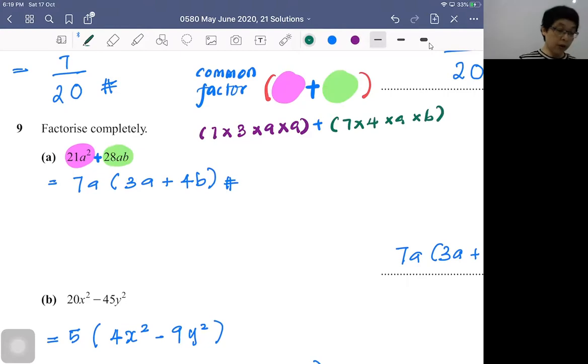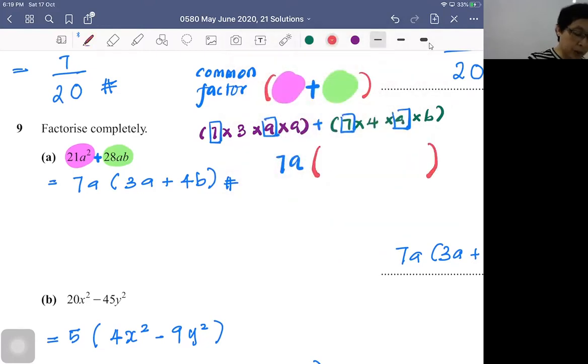All right. Now you have all the factors listed down, and what you do is look out for the common factor. Between the purple and the green, both of them share 7. And what other factors do they share? They share the a. These are the factors that you're going to put in the front, where you're going to have 7a.